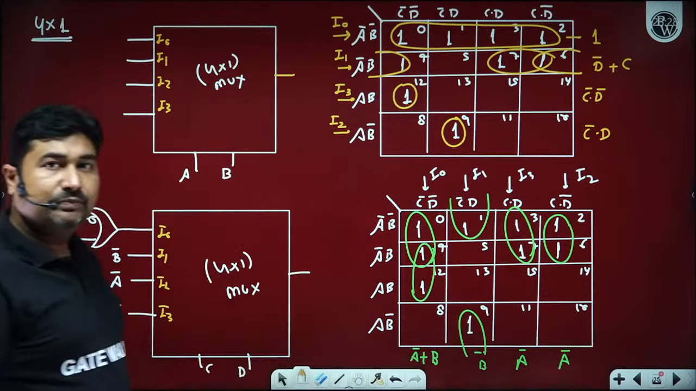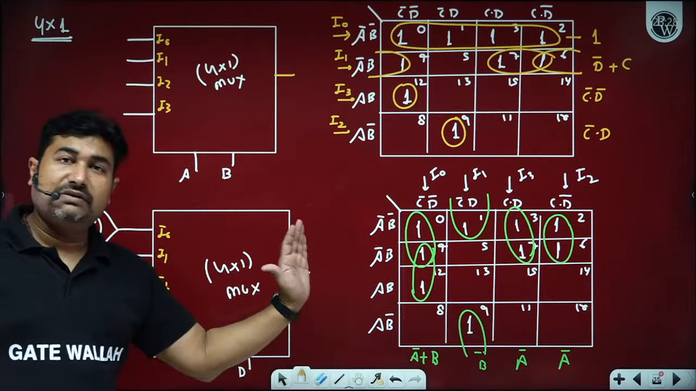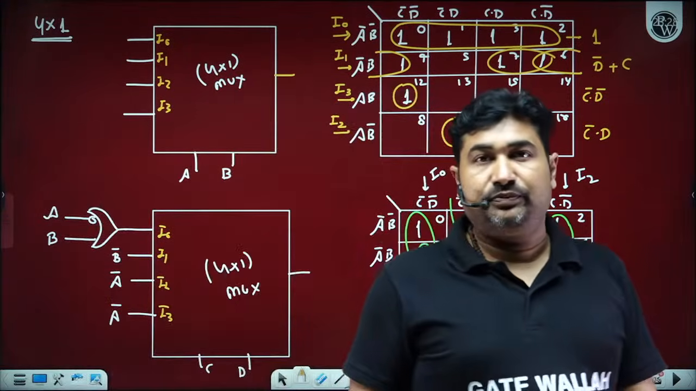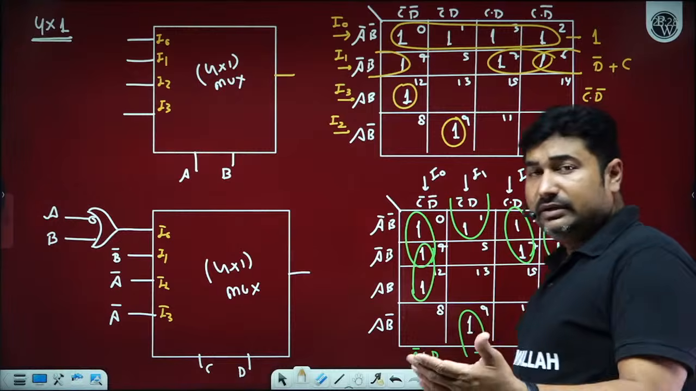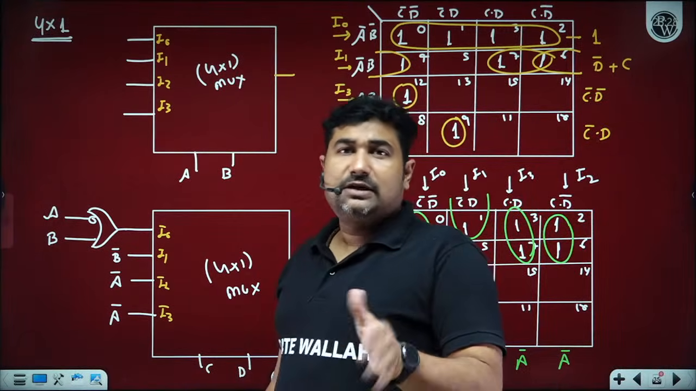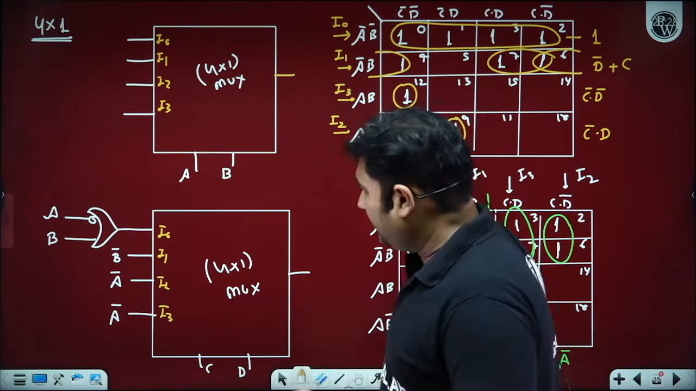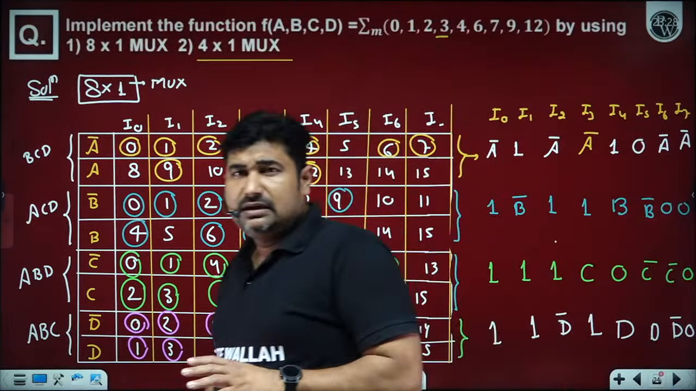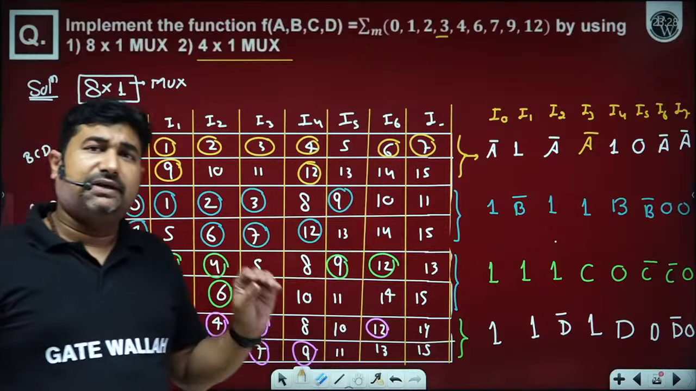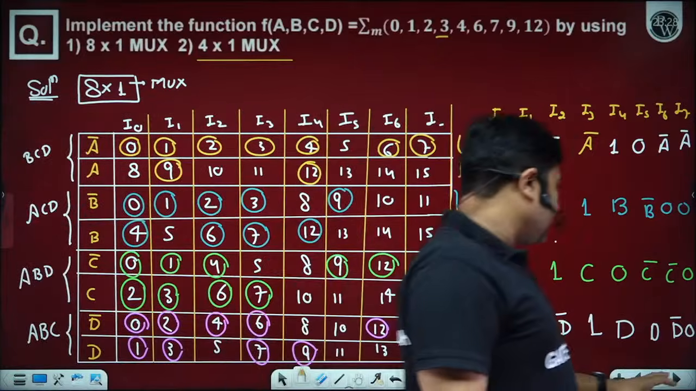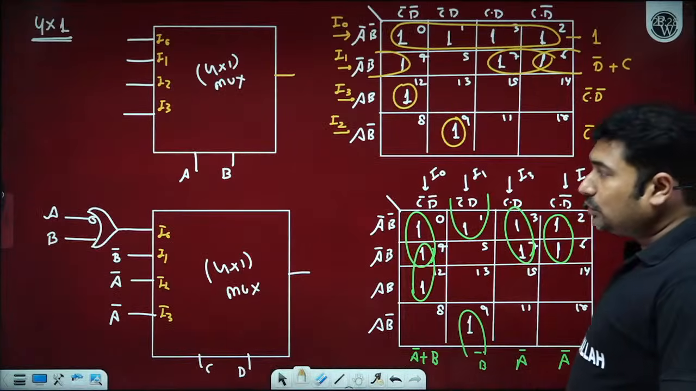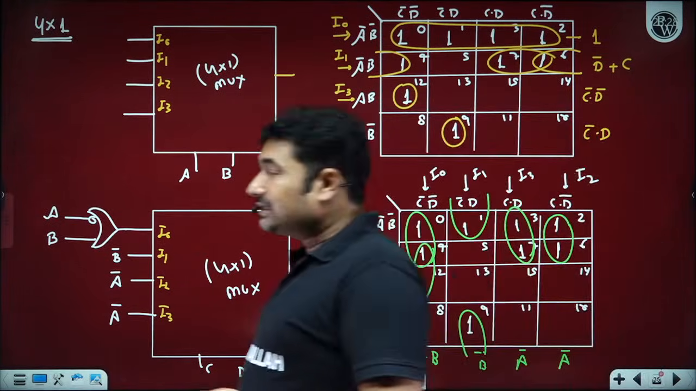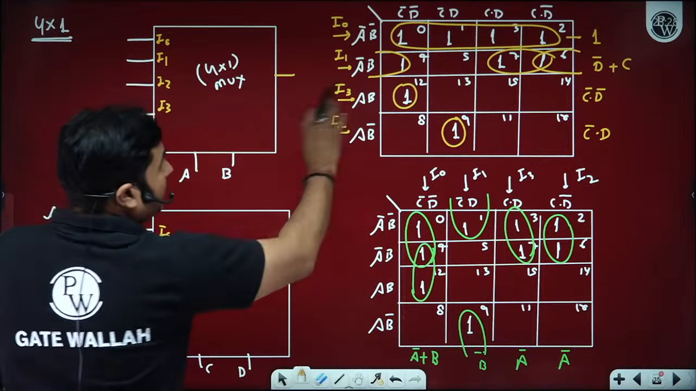But definitely, because the delay is increasing, 8x1 size will be preferable compared to 4x1. Is it okay? If the variables and their complements are available, then 8x1 size with any of the select lines will be a better solution compared to 4x1. Because if we are going with 4x1, although the number of logic gates decreases, the delay is increasing. Is it okay?